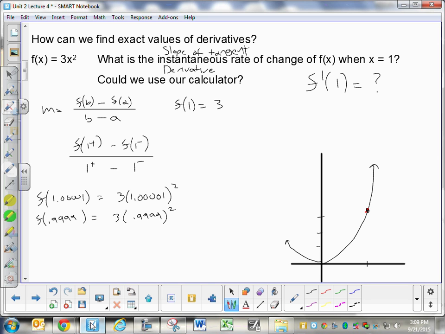What do we get for our function value at 1.00001? What is this function value? 3.000006, right? And you know what? It might be even different than that because our calculator might just stop. What about 0.99999 squared times 3? 2.99994003.